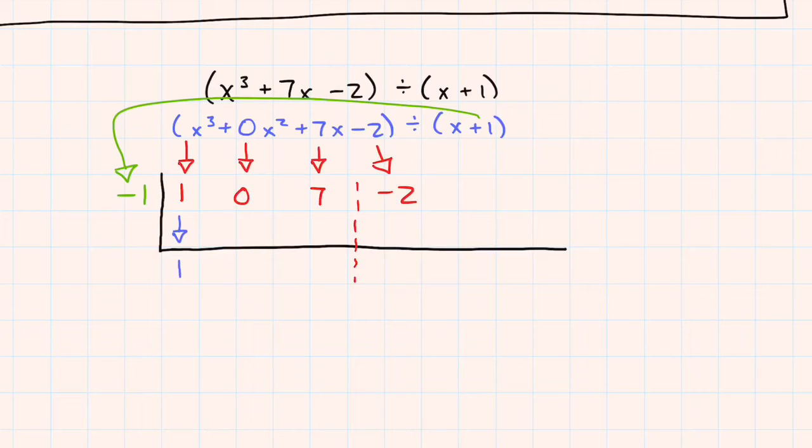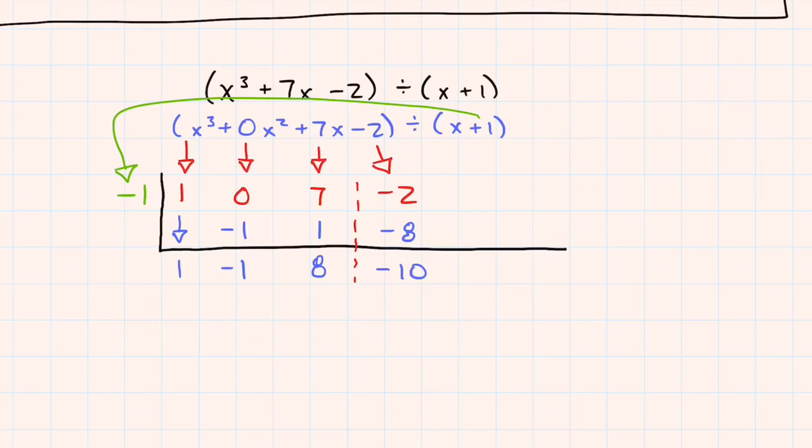Bring down the 1. -1 times 1 is -1. 0 plus -1 is -1. -1 times -1 is +1. 7 and 1 is 8. -1 times 8 is -8. -2 plus -8 is -10. Okay, you got to catch my breath after that one. But anyways, so there it is.